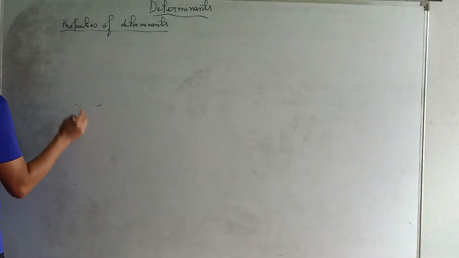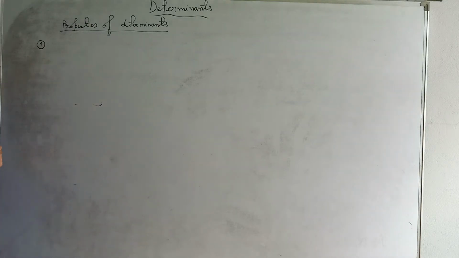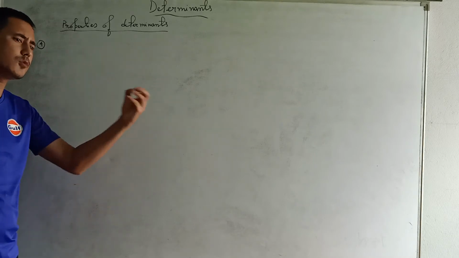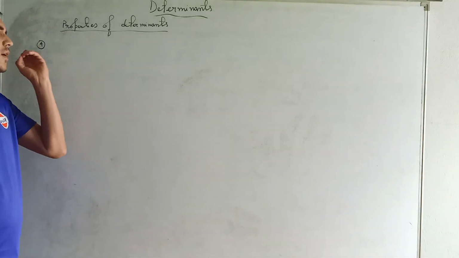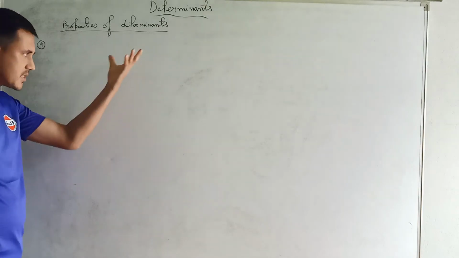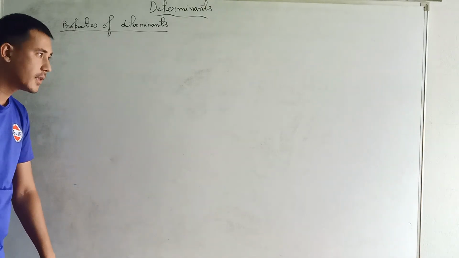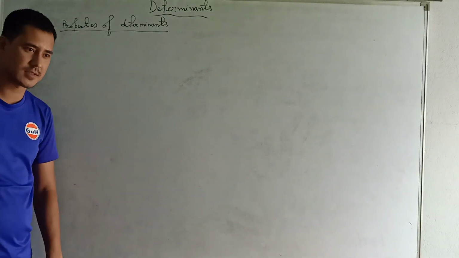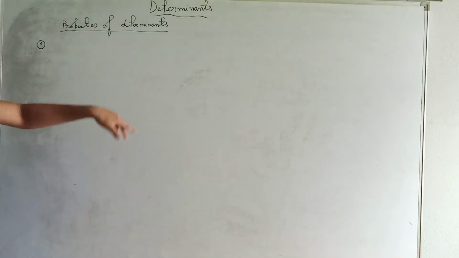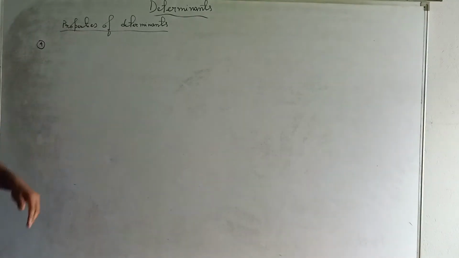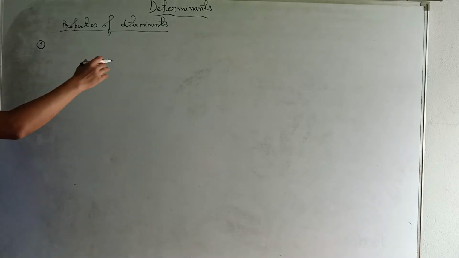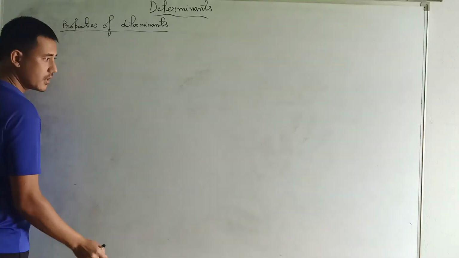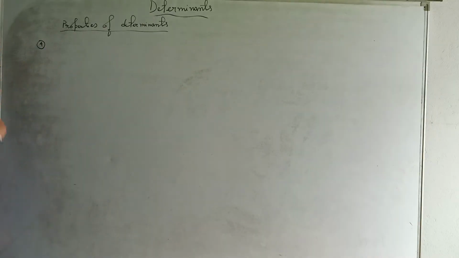The fourth property is if any row or any column is expressed as a sum of two terms. If any row or any column is given as the sum of two terms, then the given determinant can be represented as the sum of two determinants. If it has been expressed as the difference of two terms, then the given determinant can be expressed as the difference of two determinants.